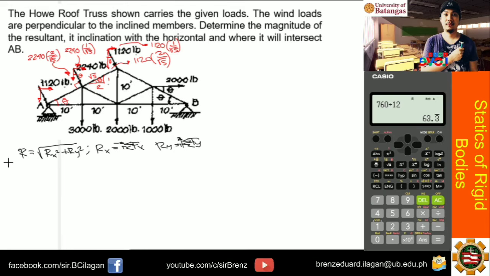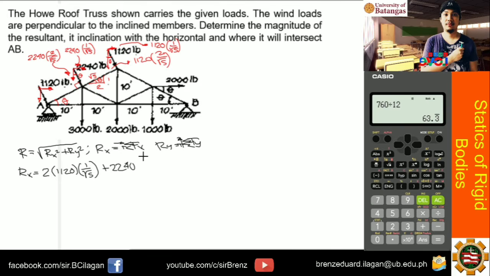So, ano gusto nyo unahin natin? Okay, so whatever it is, ma-compute naman natin yan. So let's just solve first for the Rx, or all summation ng X forces. So, unahin natin yung 1120. Since dalawa yan, multiply na natin ng dalawa. So, times 1120, and then times, ano nga yung horizontal? So, 1 over square root of 5. So, we're done with that. And then yung 2240, inuna muna natin yung wind load, yung perpendicular doon sa inclined surface. 2240, so times 1 over square root of 5.